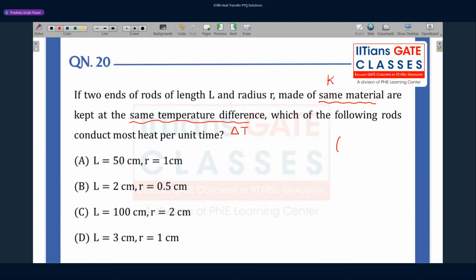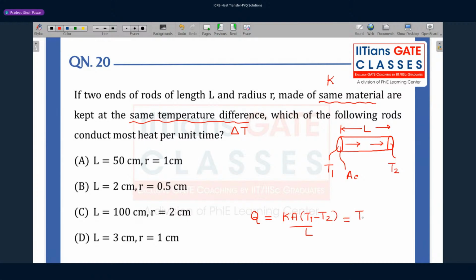If you imagine, this is your rod. Let us say one end of the rod is maintained at a higher temperature T1, and the other end is maintained at a lower temperature T2. This is the length of the rod, and this is the cross-sectional area of the rod. Heat is transferred via conduction along the length from this end to this end. If you use Fourier's law, the heat transferred via conduction is K times area times (T1 minus T2) by L, or you can say it is (T1 minus T2) divided by L by KA, where L by KA is your resistance. So the thermal resistance in this case is L by KA.